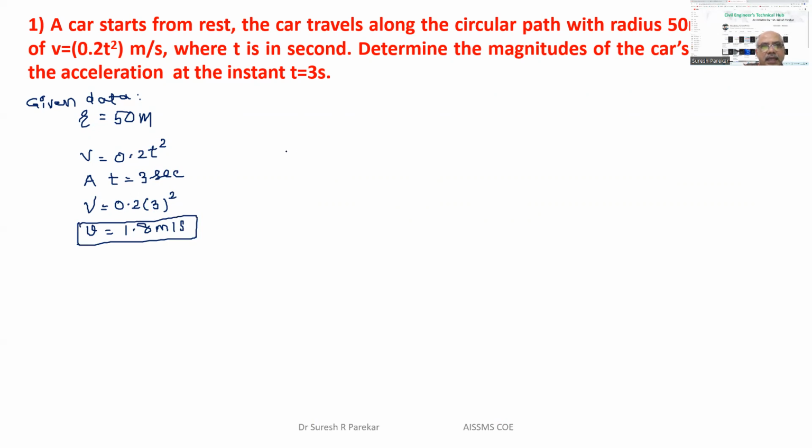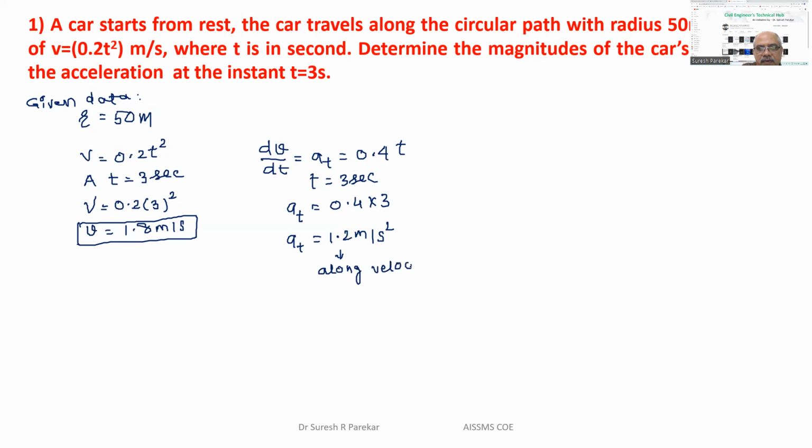Then it is given acceleration. Total acceleration we have to find. So we have first dv by dt, which is at. Be very careful. We have at equal to dv by dt, which will be 0.4 t. At t equal to 3 seconds, we have the value of at equal to 0.4 into 3, and at is 1.2 meter per second square. This is not a, this is at, which is along the velocity.